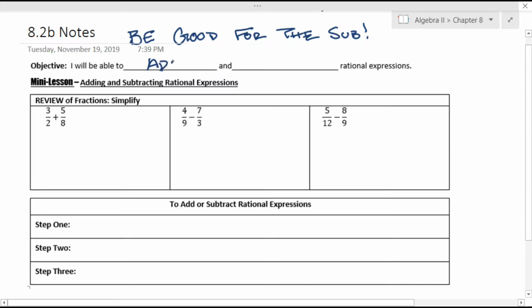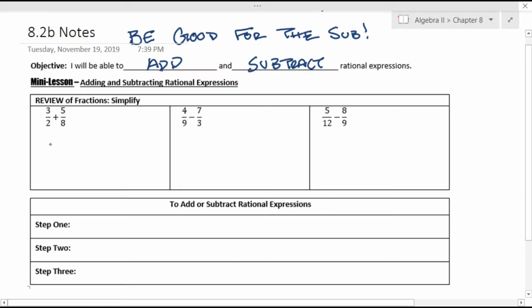Today you will be able to add and subtract rational expressions. Remember, because this is a video, you can pause it whenever you think I'm going too fast. So first we're going to review adding and subtracting fractions.